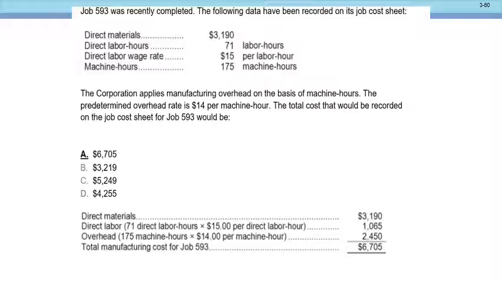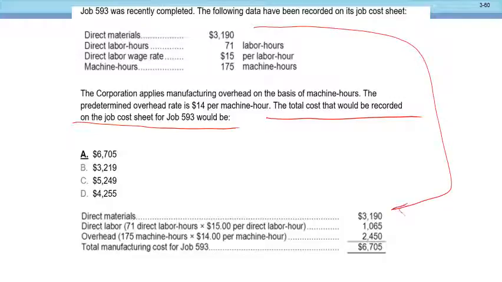So let's take a look. And so what happens? We sit here, and they're asking me what should be recorded on the job cost sheet. This is sort of testing our definition of job cost sheet and what goes on in there. But we know it's direct labor, direct materials, and our manufacturing overhead, the applied, isn't it? That's all they do. They pick up the direct materials.